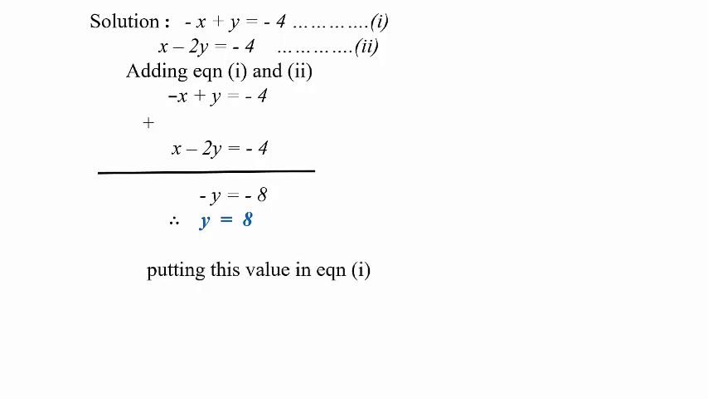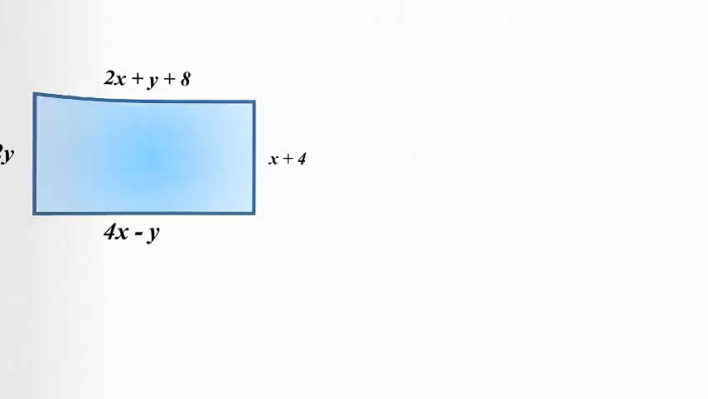Then putting this value in equation 1 or 2, here we put this value in equation 1. In the place of y we write 8, so we get minus x plus 8 is equal to minus 4. Then we get minus x is equal to minus 4 minus 8, so minus x is equal to minus 12. So both sides there is a minus sign, so cancelling it we get x is equal to 12. So we get the values of variables x and y. x is equal to 12 and y is equal to 8.